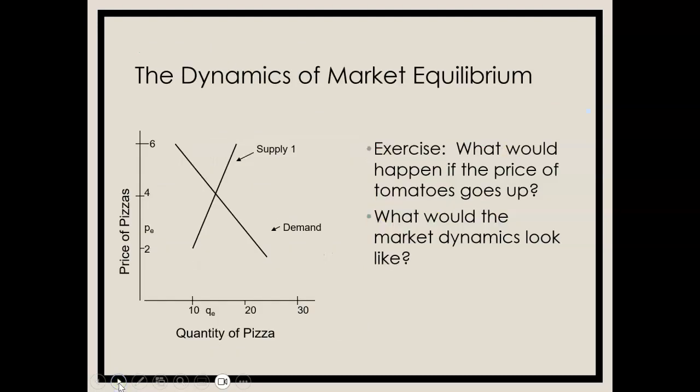So prices provide us with a lot. Sticking to market prices provides a lot of advantages. Here's another example that you might want to look at about dynamics of moving away from and then back into market equilibrium. What would happen if the price of tomatoes goes up? Where tomatoes, remember, are an input for pizza. What would the market dynamics look like? Why don't you try practicing that on your own to see if you can work that out for yourself?